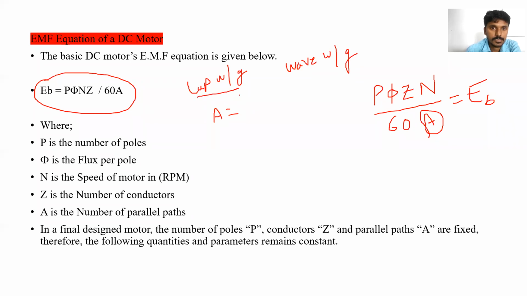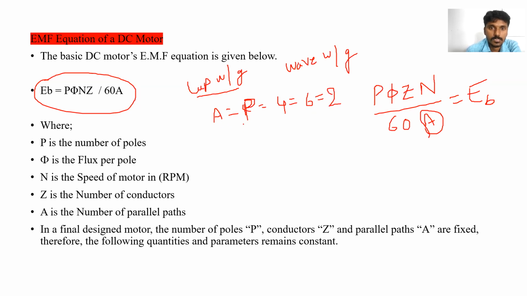For lap winding, A is equal to P, right? P is nothing but the number of poles. A is equal to P for lap winding. If it is a 4-pole motor, A is equal to 4. If 6-pole motor, A is equal to 6. If 2-pole motor, A is equal to 2.